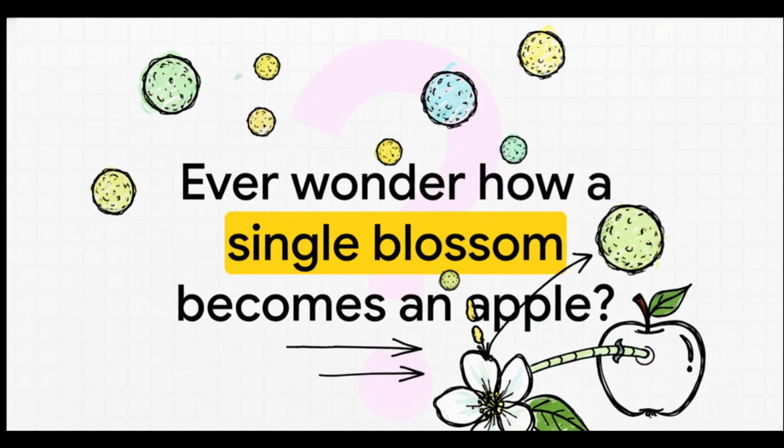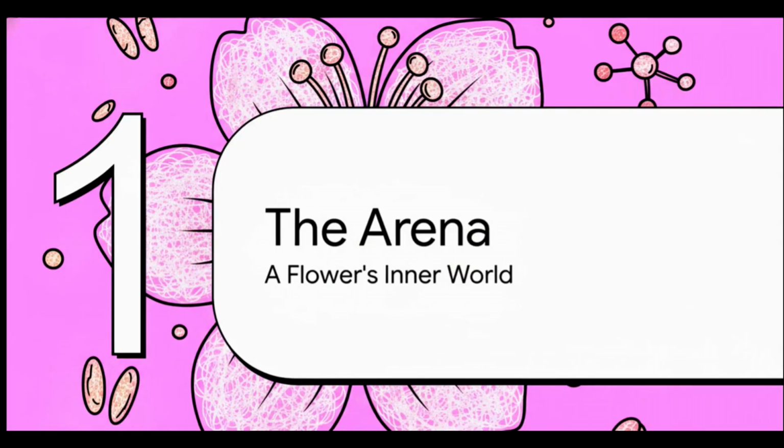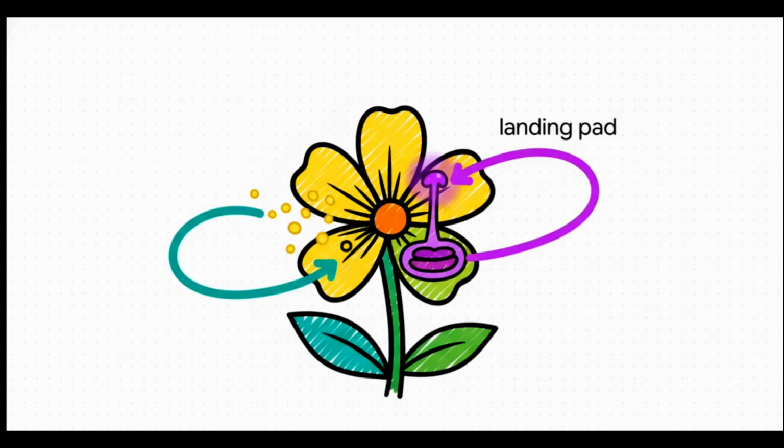And believe it or not, it all kicks off with a single determined grain of pollen on a mission to create new life. So before we can follow our pollen grain, we really need to understand the arena where this whole drama takes place. It all unfolds right here, inside the unbelievably intricate world of the flower. Okay, so at the heart of the flower, you've got two key players. You've got the male parts, the stamens, which make the pollen, and then you have the female part, the pistil, which has this special landing pad up top called the stigma, and it is perfectly designed to catch that pollen. This, right here, this is the stage for our entire story.